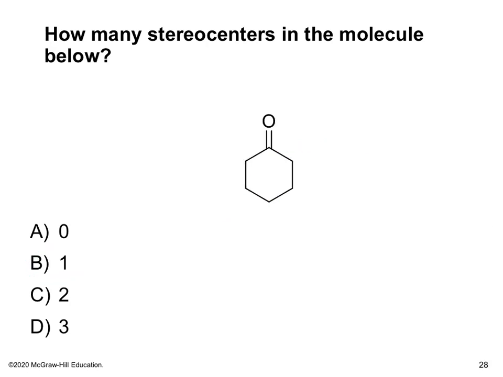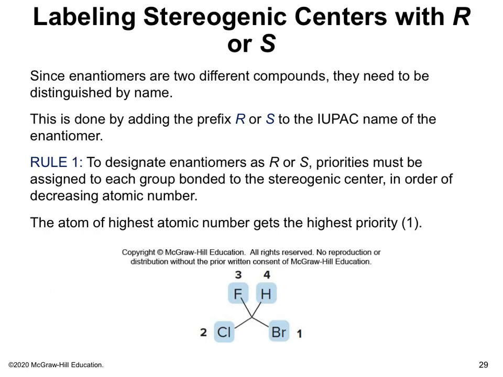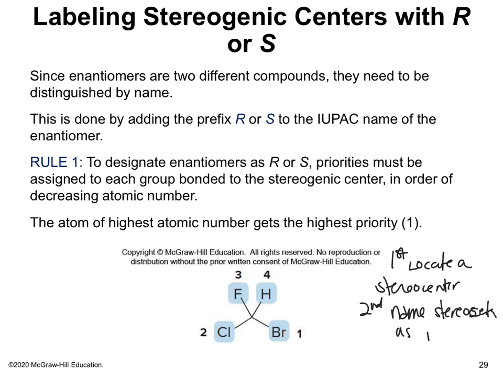How many stereocenters in this? 0, right? Because this is an sp2 carbon, and then all the others are CH2s. All right, so now let's do the nomenclature. You're going to have to first locate a stereocenter. And then second, you need to name that stereocenter as either R or S. And so I will show you how to do that.